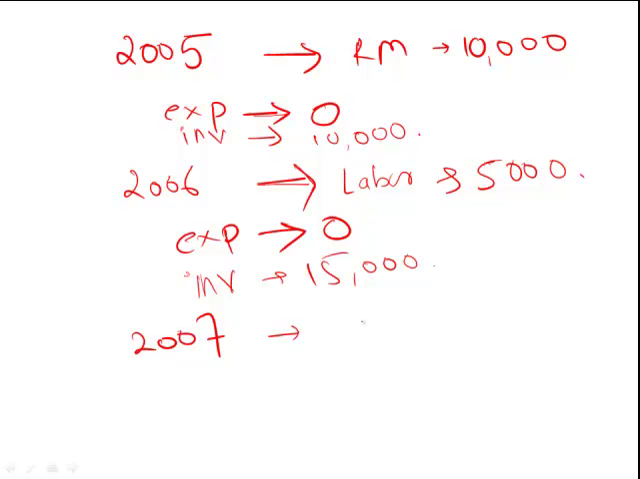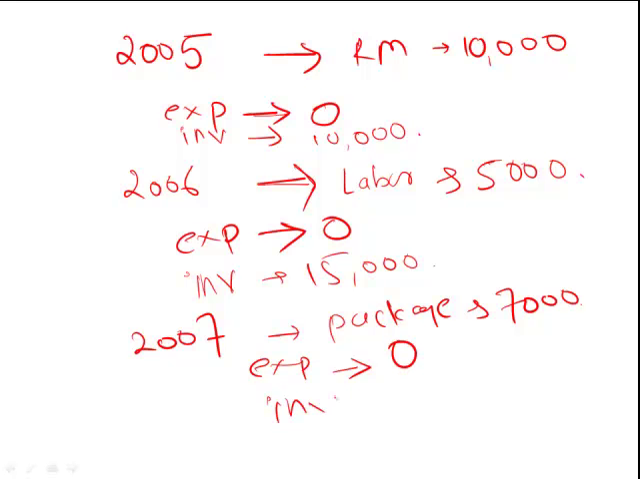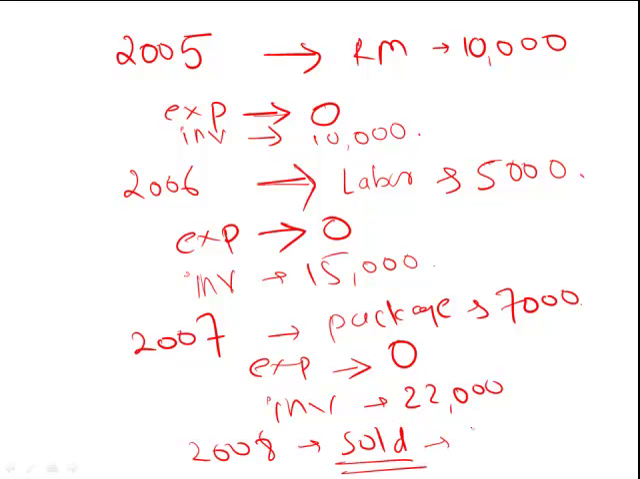2007. Now finally you decided to package your goods, so there is a packaging cost of 7,000. What would be your expense in 2007? 0. Because now your inventory would become worth 22,000. Which basically means that till the time I am not selling this inventory, I am not going to incur an expenditure.